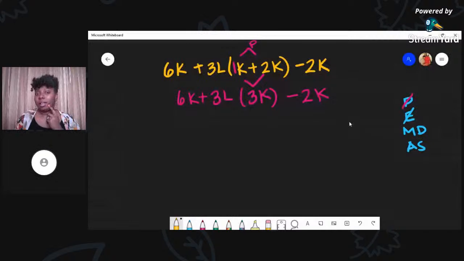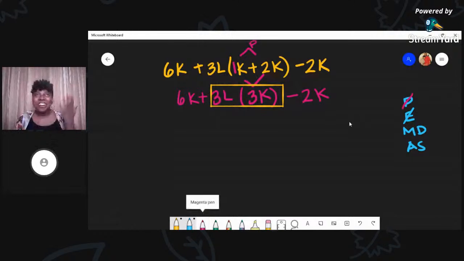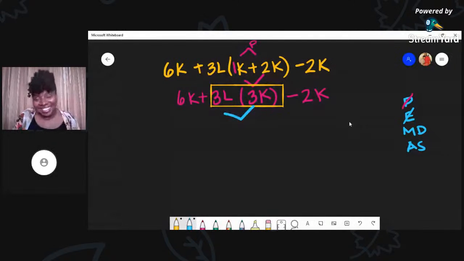So I'm coming back to the 3L because it is outside of, but next to the parentheses. I feel like that 3L is supposed to multiply that 3K. I just feel like, intuitively, I think we're supposed to do that. So 3L times 3K is what?